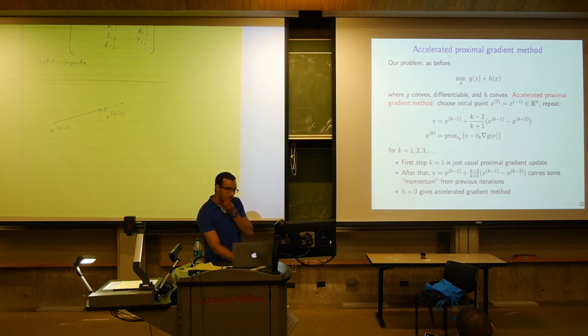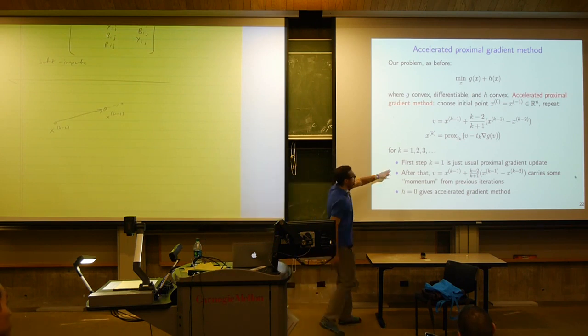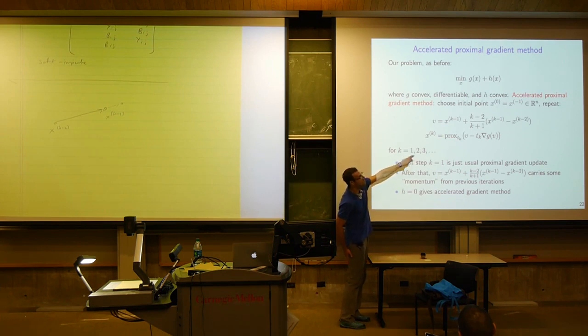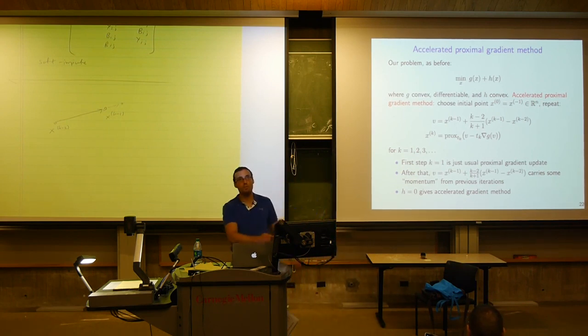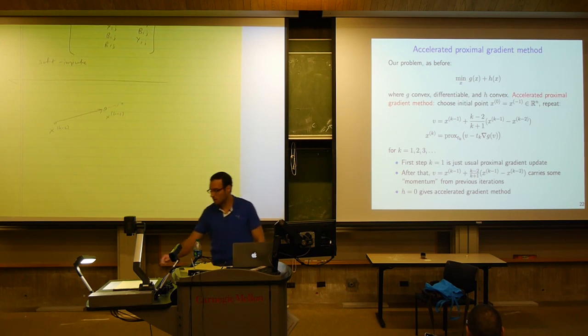So let's just make some notes. I guess I already said all this. The first step is just the usual proximal gradient, because xk minus 2 and xk minus 1 are the same thing when k is 1. Usually by construction we make that true, so that it starts off just like proximal gradient. After that, we carry some momentum over from the previous iterations. We try to let ourselves be pushed along by a direction that's similar to the direction we've been traveling.